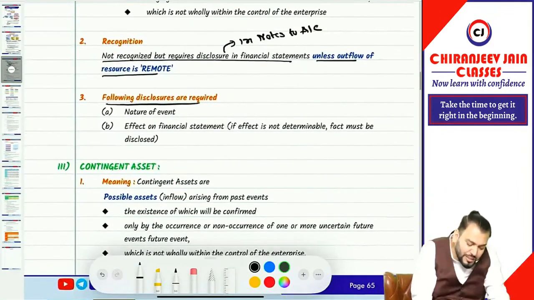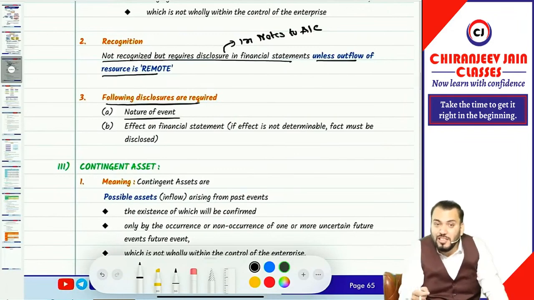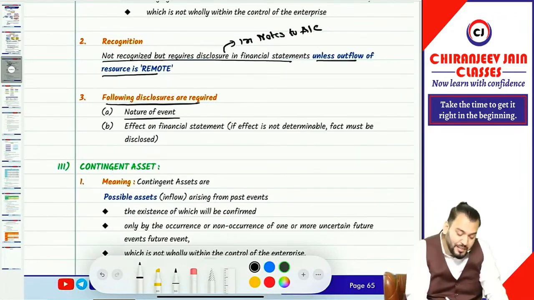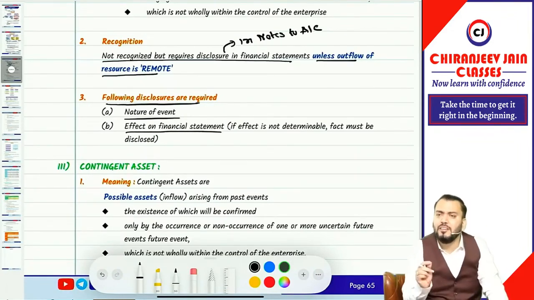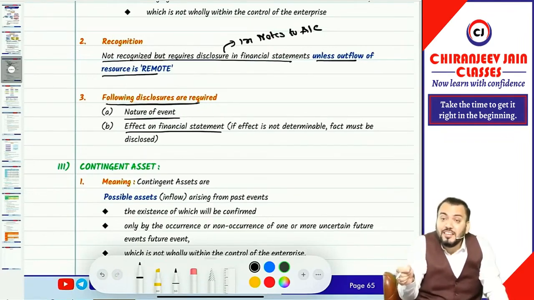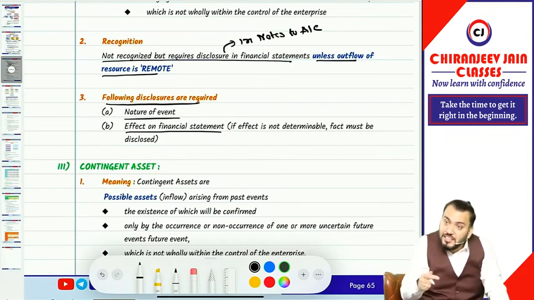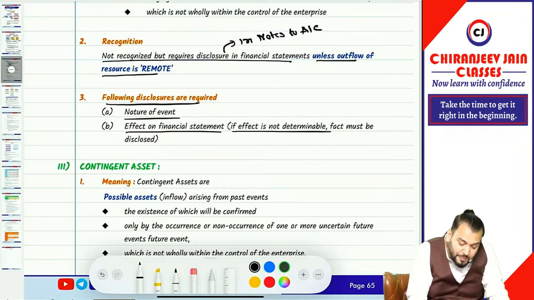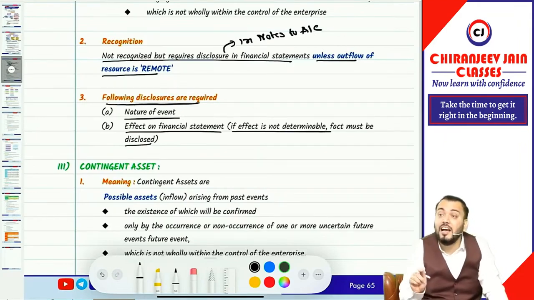Disclosure requires the nature of the event, meaning you need to give a description of the event, and the effect on the financial statements, meaning the estimated amount, by what amount it may affect the financial statements. But if the amount cannot be measured, then a fact needs to be given that we are not able to measure the amount.